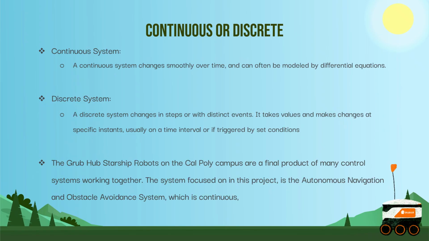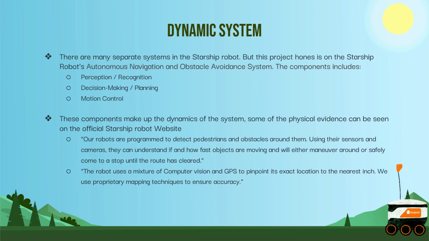Focused on in this project is the Starship Robots autonomous navigation and obstacle avoidance system. This system is continuous, as the robot consistently checks for obstacles in its way and continuously adjusts its speed, acceleration, and heading to stay on course. The specific system components are perception and recognition, decision-making and planning, and motion control.